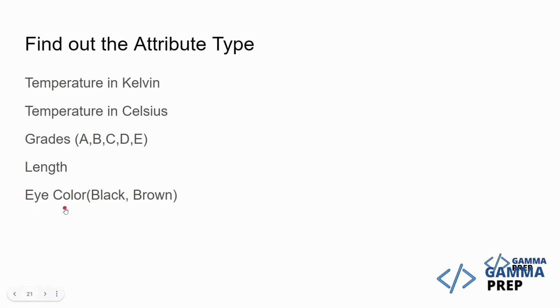Eye color. So we have black and brown eye color. Now with eye color, we can only figure out whether the two eye colors are the same or not the same. Obviously we cannot order them, which is better, which is not. We also cannot find the difference. So here it's only nominal. That is, whether the two eye colors are the same or not the same.